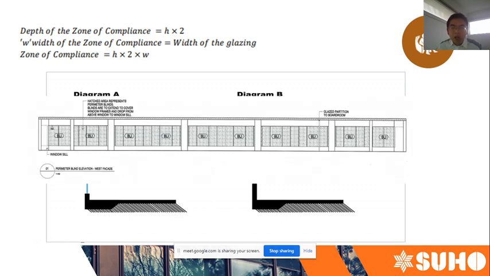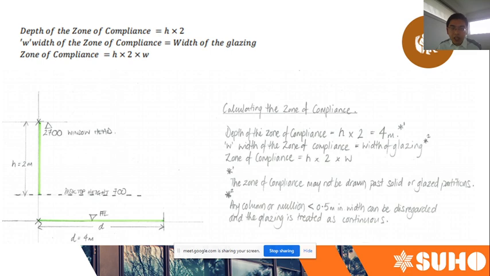So this is one example of a typical office floor. And we can calculate the zone of compliance by using this method.